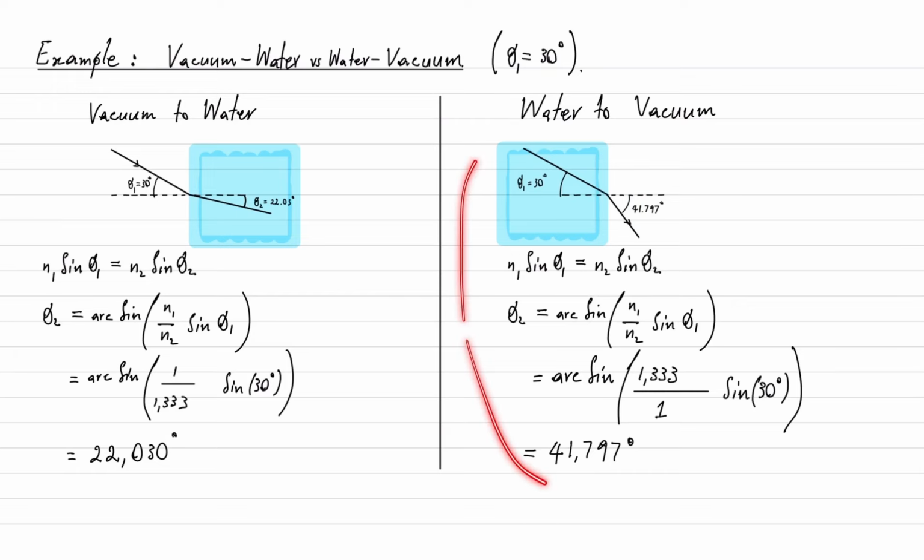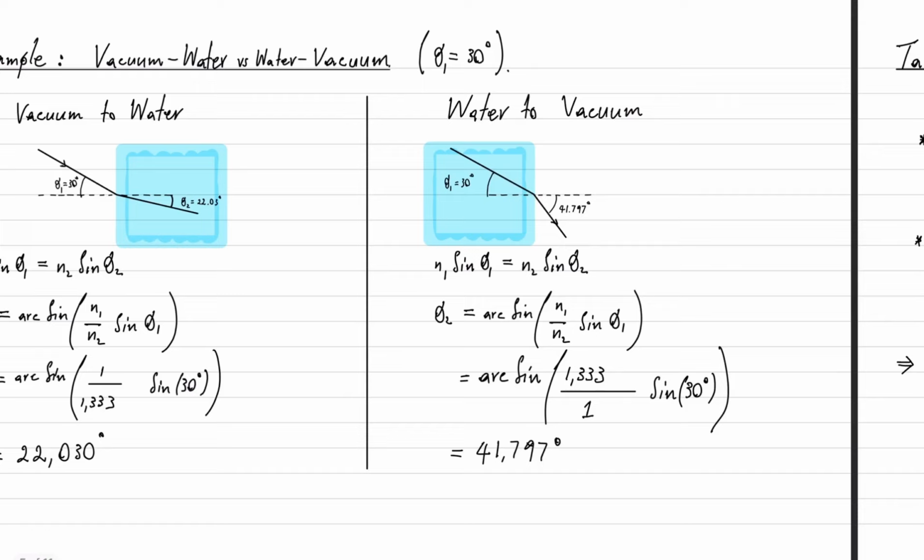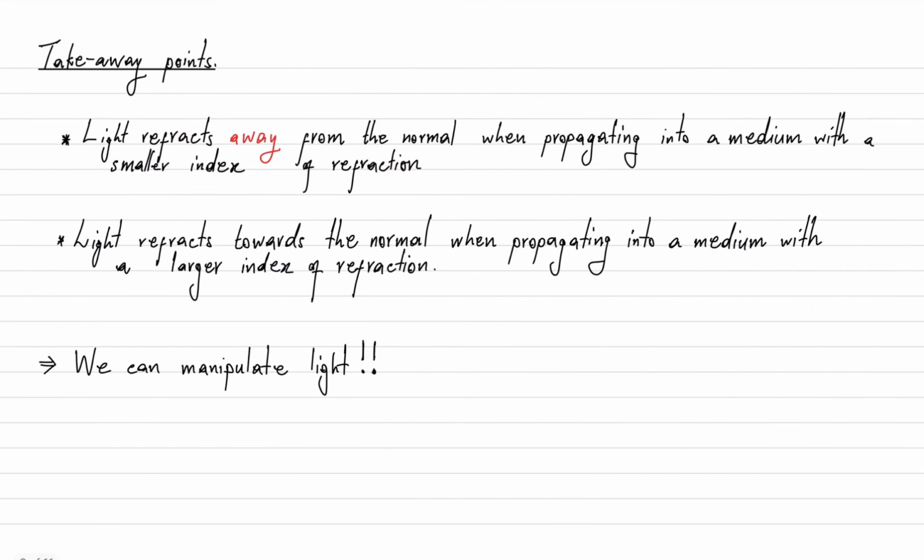I hope this clarifies what this first bullet point means. Now, what about the other situation when we are moving from a medium with a small index of refraction to one with a larger one? Well, as you probably might expect, we see that light refracts toward the normal.